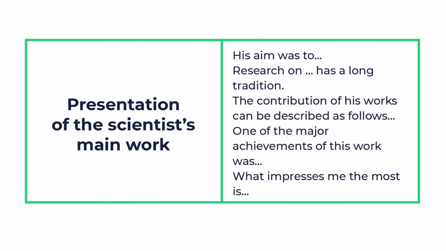While in the presentation of the scientist's main work, you need to tell about his or her main inventions and which one impresses you the most. Helpful phrases for this stage are: his aim was to. Research on has a long tradition. The contribution of his works can be described as follows. One of the major achievements of this work was. What impresses me the most is.